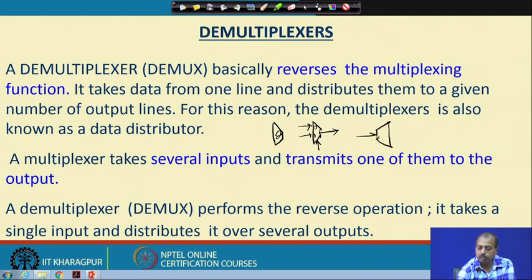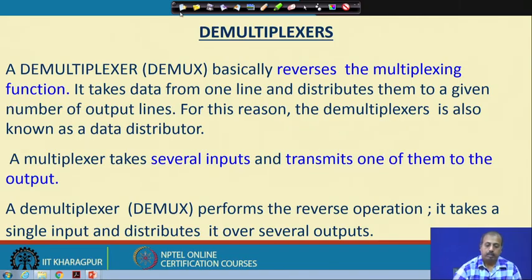There is a single data input and there are a number of data outputs. If I have a single select line, then there will be 2 data outputs. If the select line is 0, the input will go to the upper output. If the select line is 1, the input will go to the lower output.